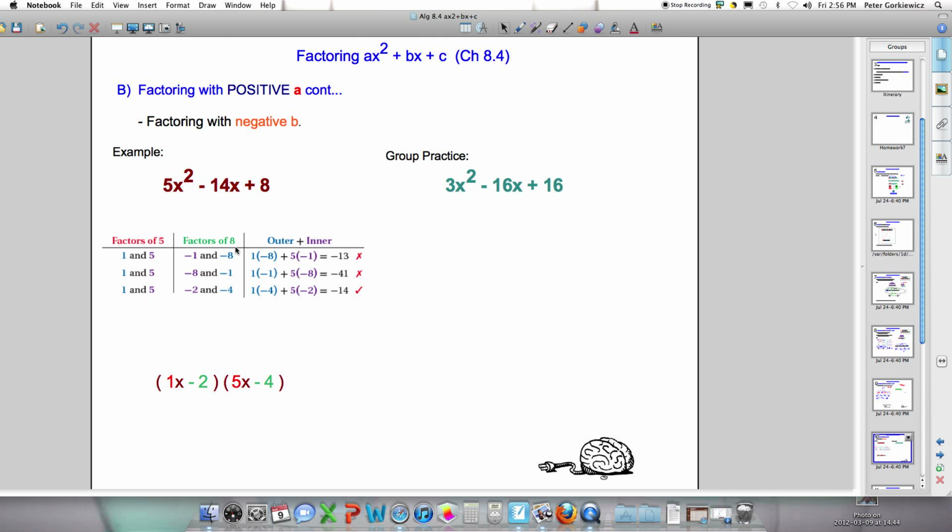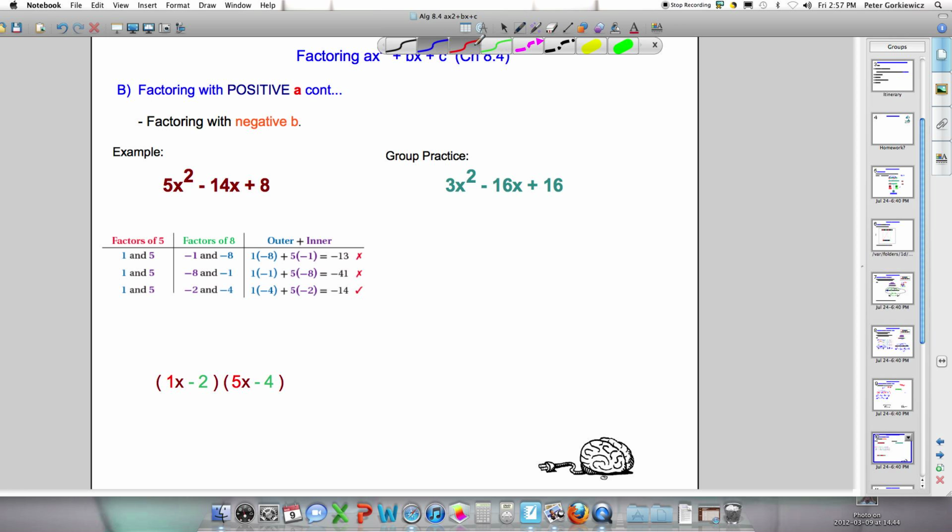So we're looking for things that add up to negative 14. So 1 times negative 8 is negative 8. 5 times negative 1 is negative 5. And if you add them up, you get negative 13, and not what we're looking for. Do the same thing with the second column. We get negative 41, not what we're looking for. Do the same with the third. 1 times negative 4 is negative 4. 5 times negative 2 is negative 10, and when you add them up, you do get negative 14. And so we can just stick these in here as 1 and 5, and then 2 and 4, in that order.